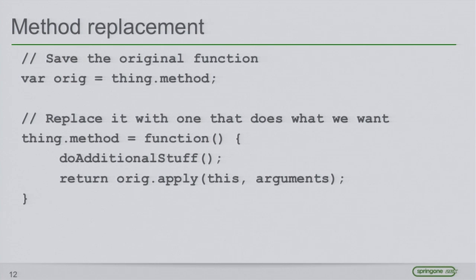There's some interesting things about this, right? If do original stuff throws an exception, what happens? It propagates, right? And the original behavior does not happen. So exceptions will still propagate. That's a good thing. The return value is preserved, right? We return orig.apply. So we haven't changed the return value. So code that is calling this will get the same return value. That's a very important guarantee.